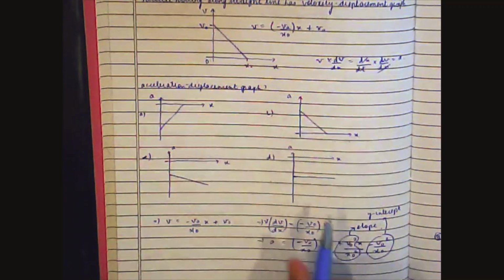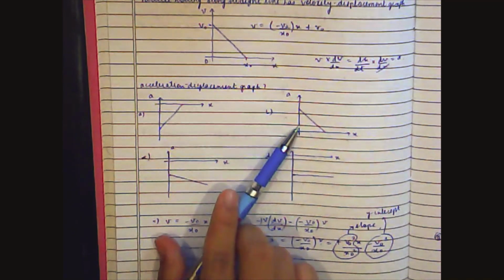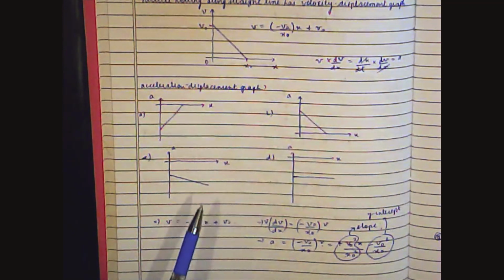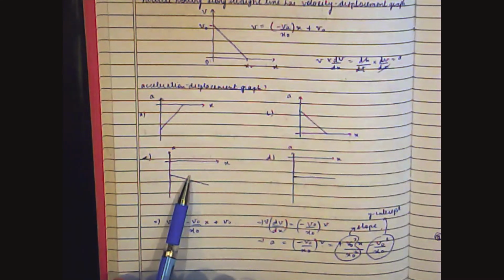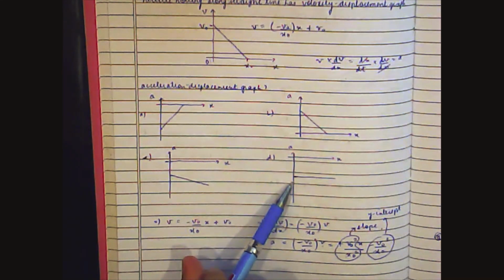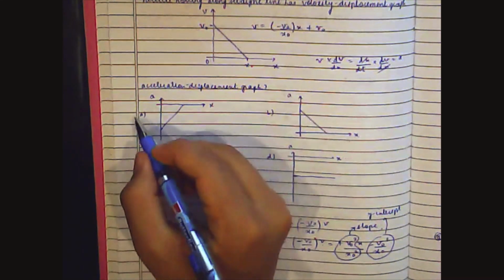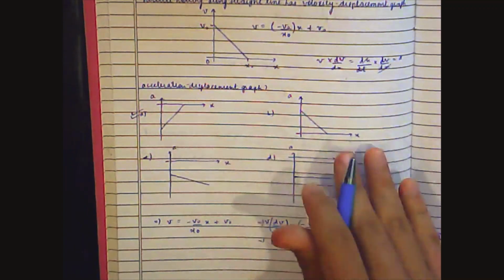So it's definitely not this graph. Okay, and since there is a slope, it is not this graph. So it has to be A. Okay, now that is done.